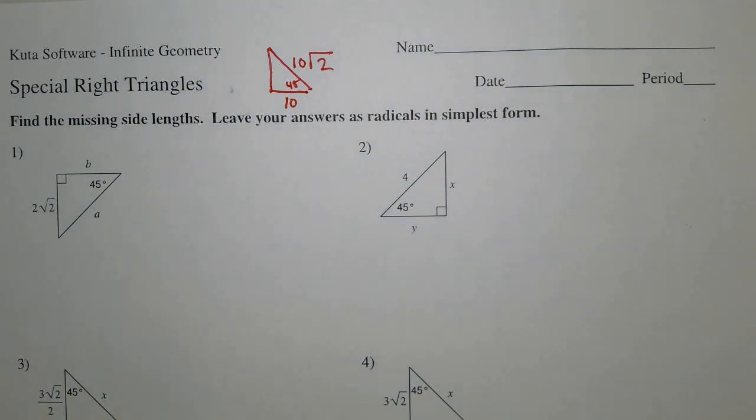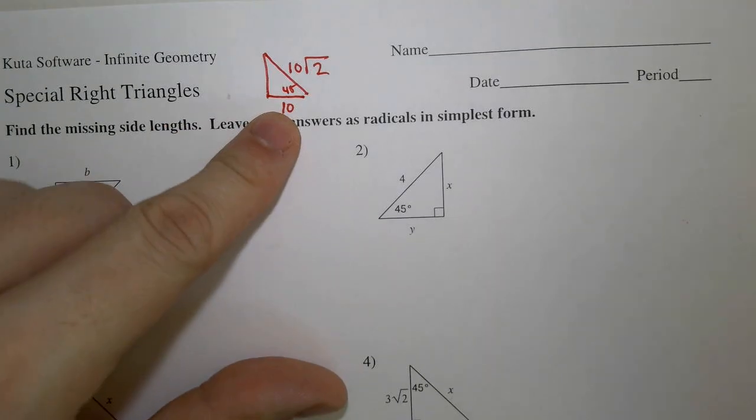Today we're going to be doing some special right triangles. So we have two different special right triangles. There are 45-degree special right triangles, and then there are 30, 60, 90 ones. So let's start off with a 45.